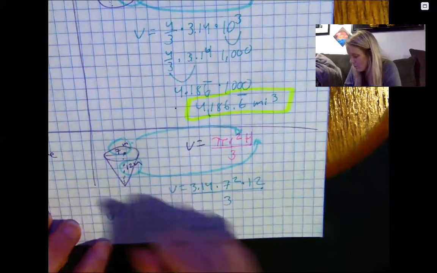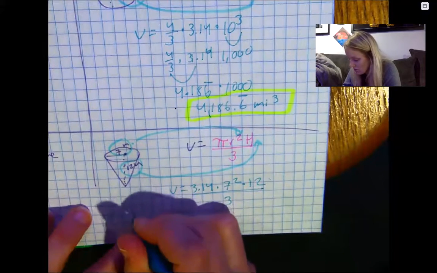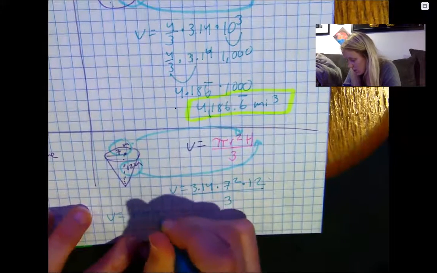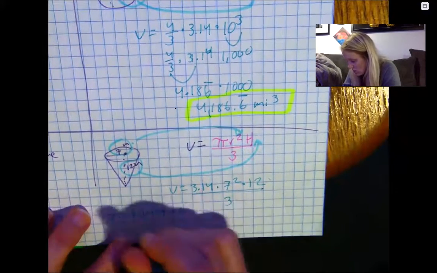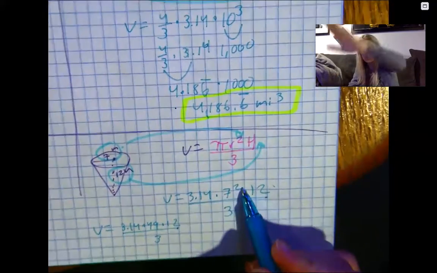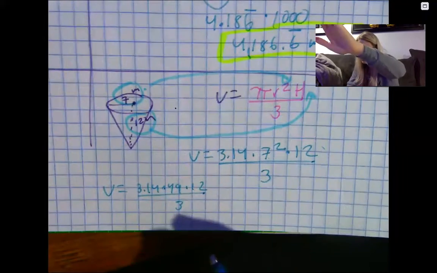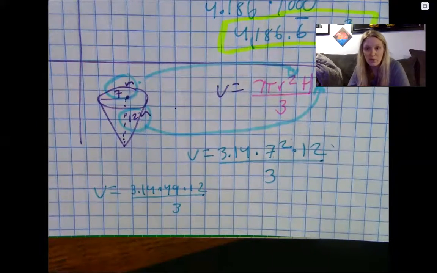So before I do anything, I square this. 7 times itself twice is 49. So 3.14 times 49 times 12 divided by 3. And I just took 7 and squared it. That means I just took 7 and multiplied it by itself. Now I'm going to do the whole top and then divide it by the whole bottom.